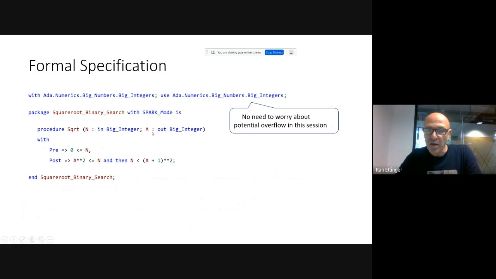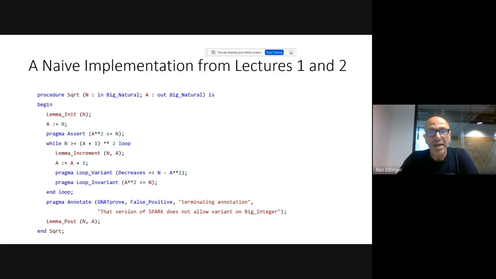and we need to come up with an output parameter a such that n is in between a square and (a plus 1) square. So it's the rounded down, the floor of the square root of n. And we don't have to worry today about potential overflow, because we deal with big integers. That's nice to have. On a later session, it's very important to discuss how to avoid overflow. Here's an implementation from the first couple of weeks.